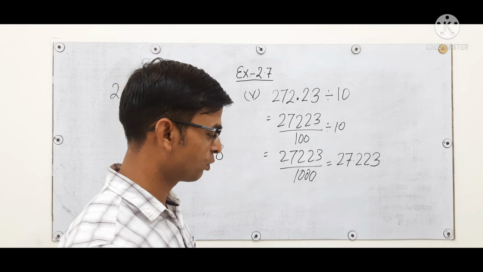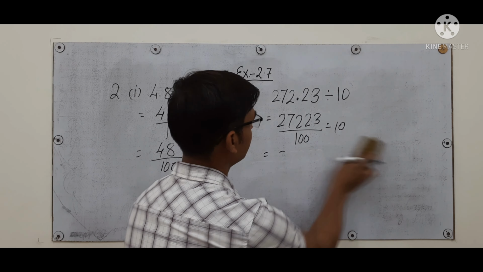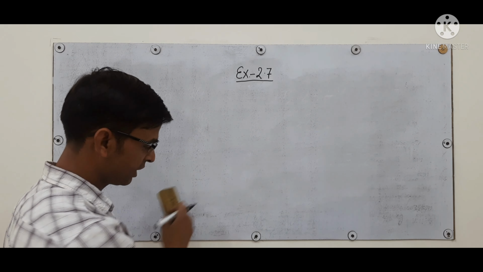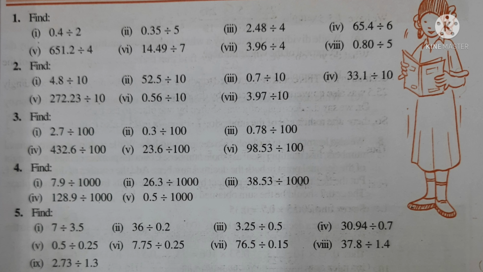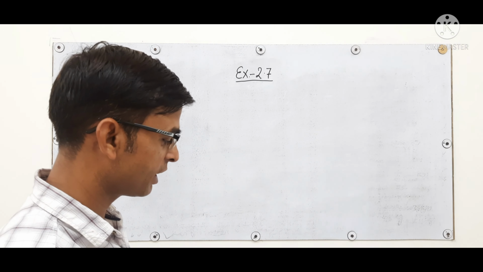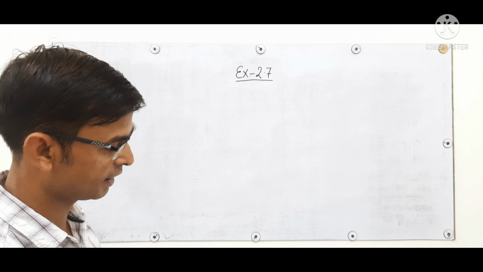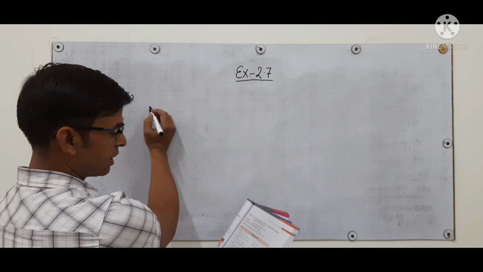Okay students, now we will solve question number 3. So what is question number 3? It is also fine, and here a little bit bigger digits are there, that is, we have to divide with some big digits. So how can we divide? Let's see.